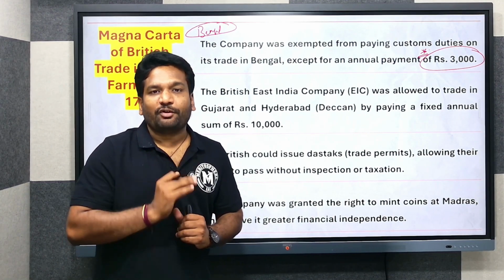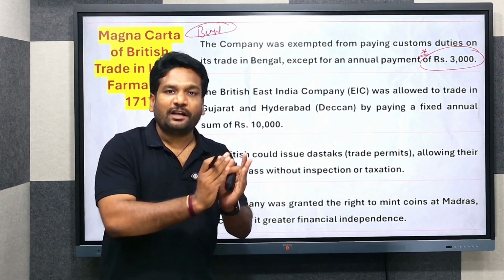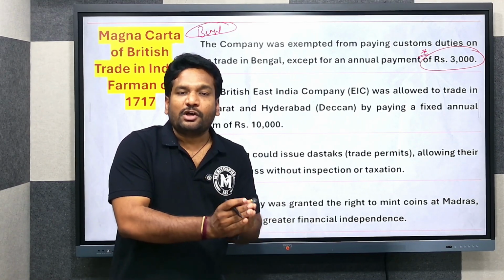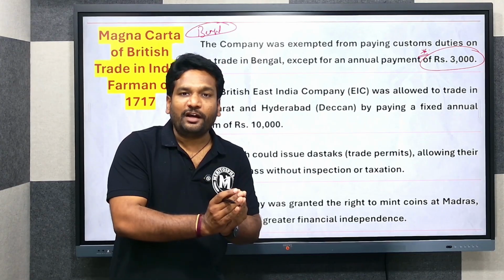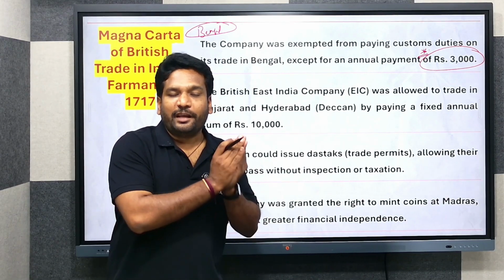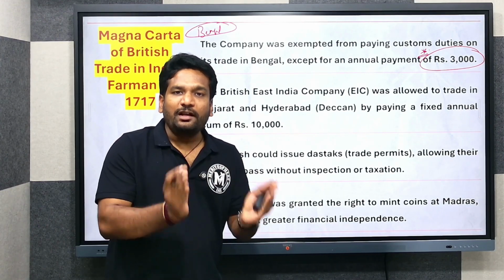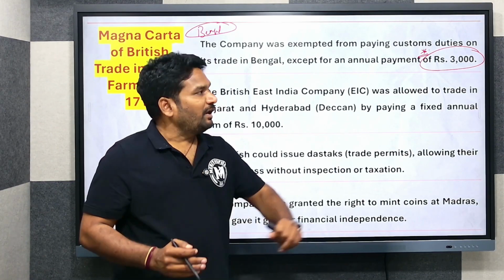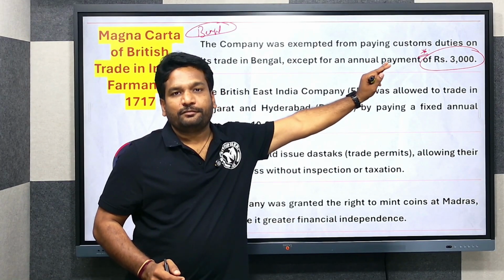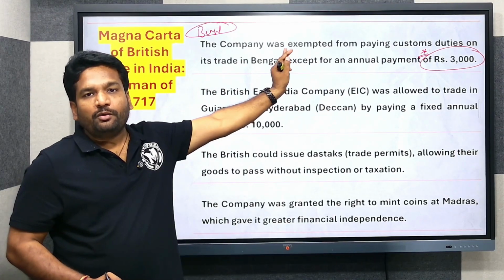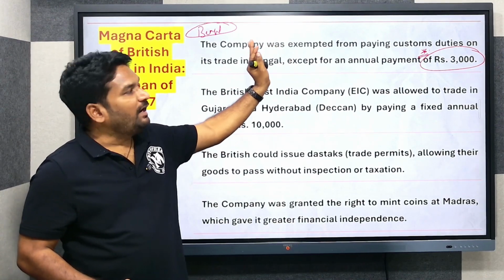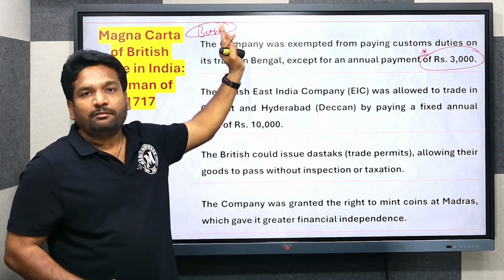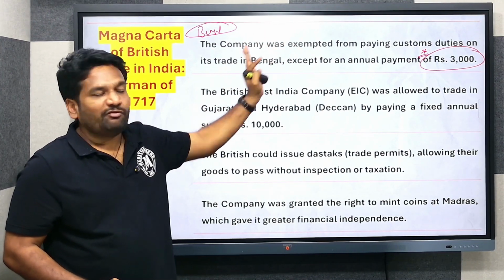without any custom duties. That means it is not limited to a certain volume of trade. Whatever the amount of trade that the East India Company undertakes in Bengal province, all of that will be exempted from the custom duties for a mere payment of rupees 3,000. So this was the very exploitative provision in Farman of 1717, and this was the direct reason for the Battle of Plassey.